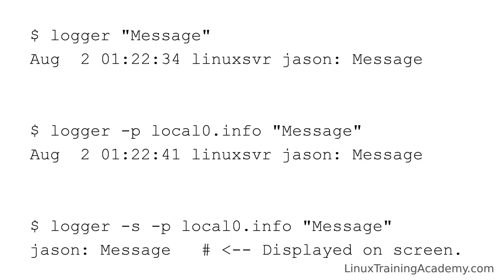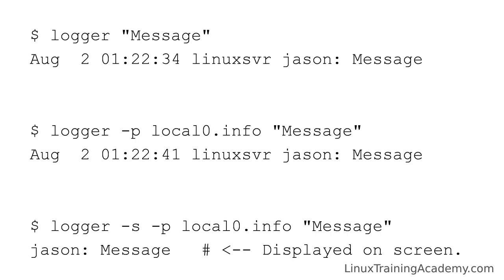The first logger command is used without any options. You can see that it generates a message with a timestamp and includes the message passed to the logger command. This message will be routed based on the system logger configuration. For most distributions, this message will end up in the /var/log/messages file or the /var/log/syslog file.